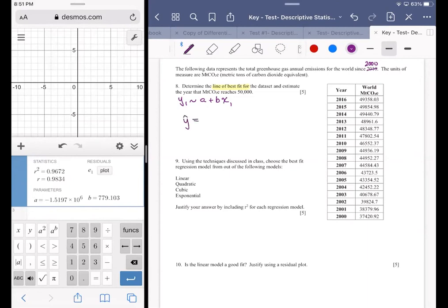Y hat would be equal to negative 1.5197 times 10 to the 6th power plus 779.103x.